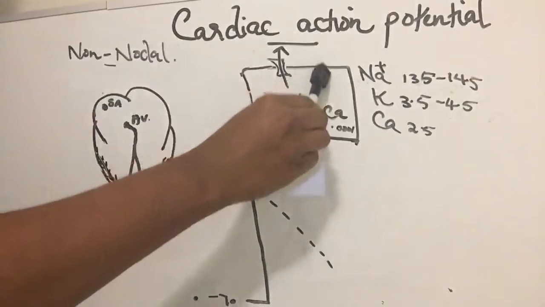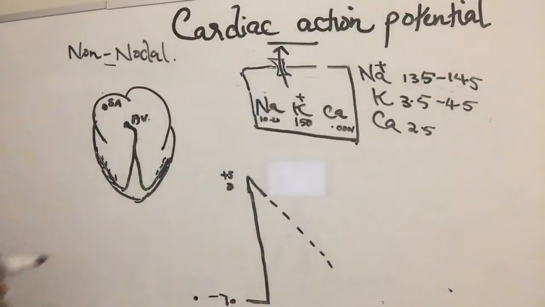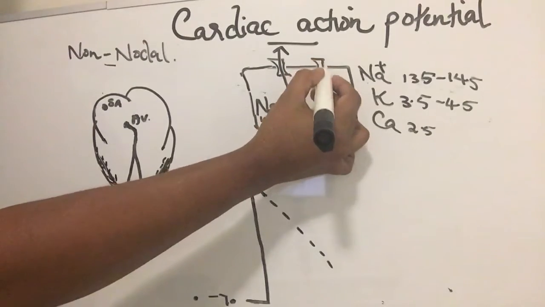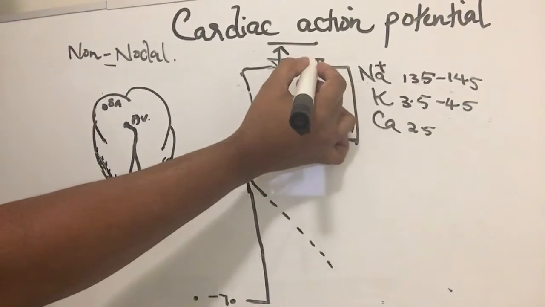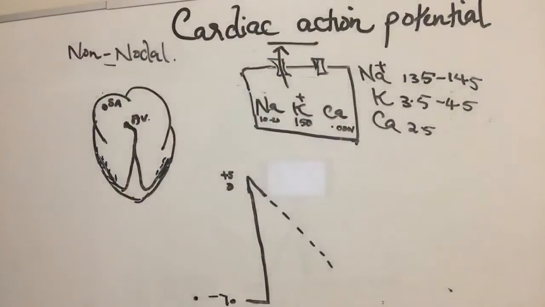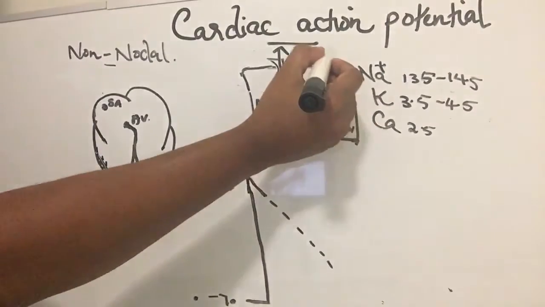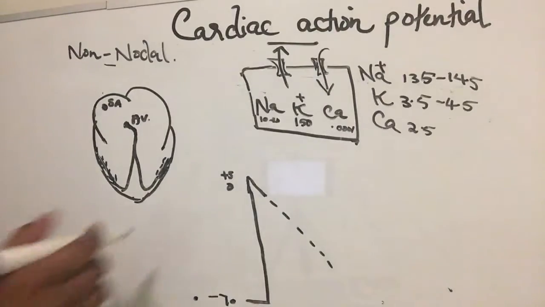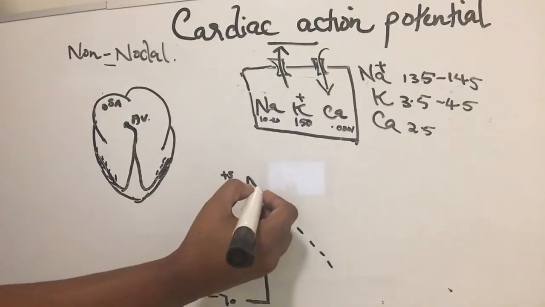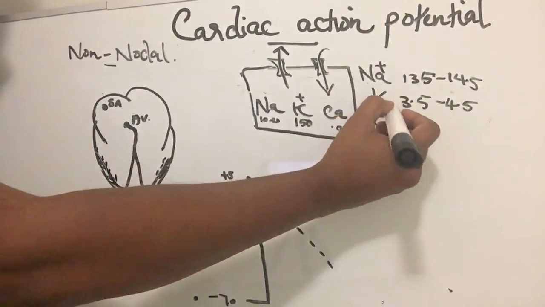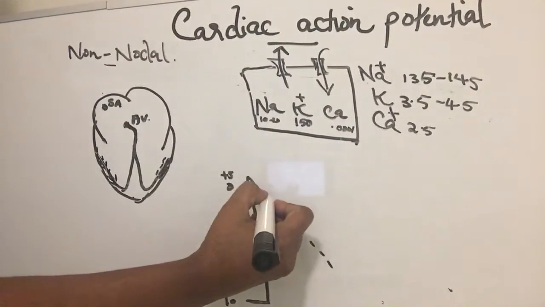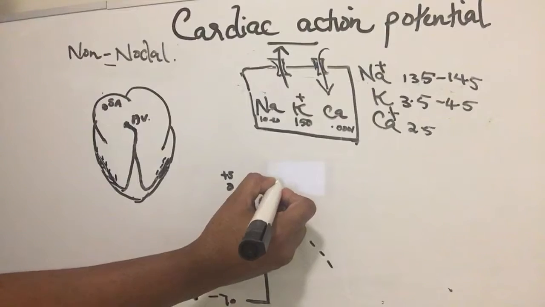the calcium gate opens up. That is the last ion that we are going to discuss today. So the calcium gate opens up, and the calcium will come into the cell, which is going to make the cell positive. Calcium is also positively charged. This is going to make the cell positive.